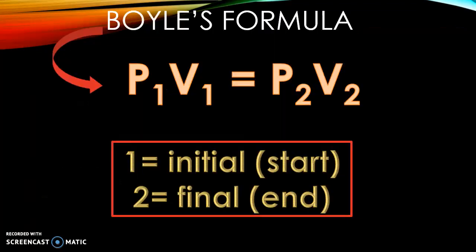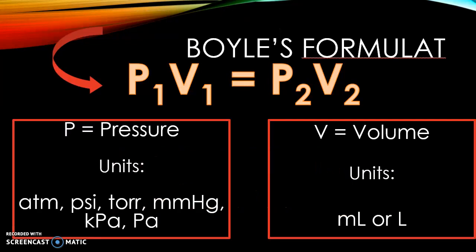The formula for this is P1V1 equals P2V2, where the 1 means the initial, the start value, and the 2 is the final value. Keep that in mind, and we'll get into that a little bit later. So Boyle's formula is P1V1 equals P2V2. P is equal to pressure, and V is equal to volume.